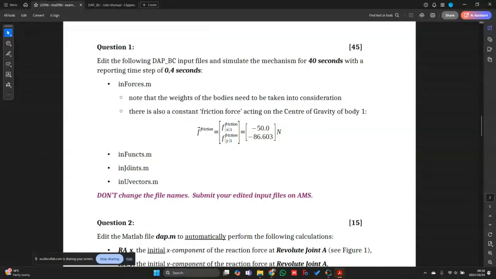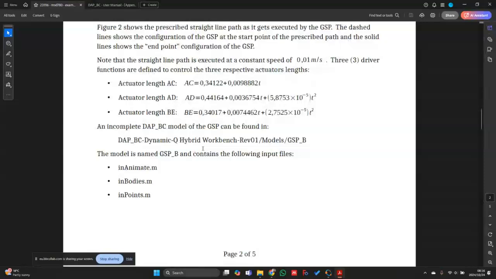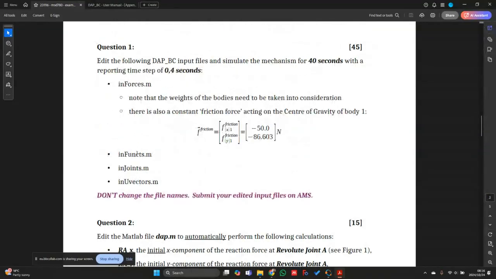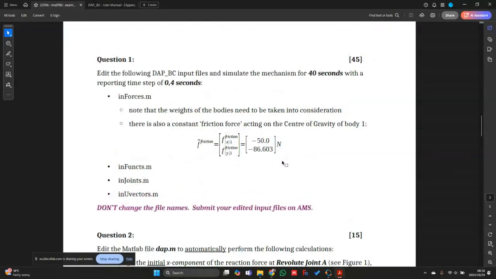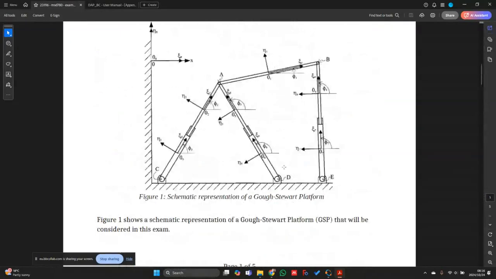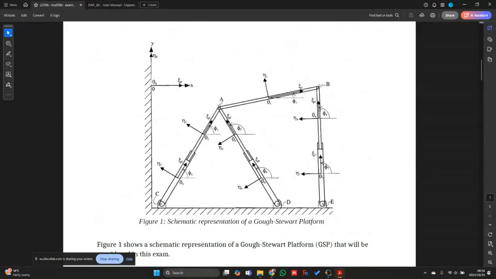So I'm going to start off with in joints because we want to define the functions. The functions that are given over here, it's ideal to rather define these things at the end. So I'm first going to focus on the simple joints that I can go and specify. In this case, I'm going to start off with the revolute joint. So I have revolute joints at points C, D, and E, and then also at points A and B.